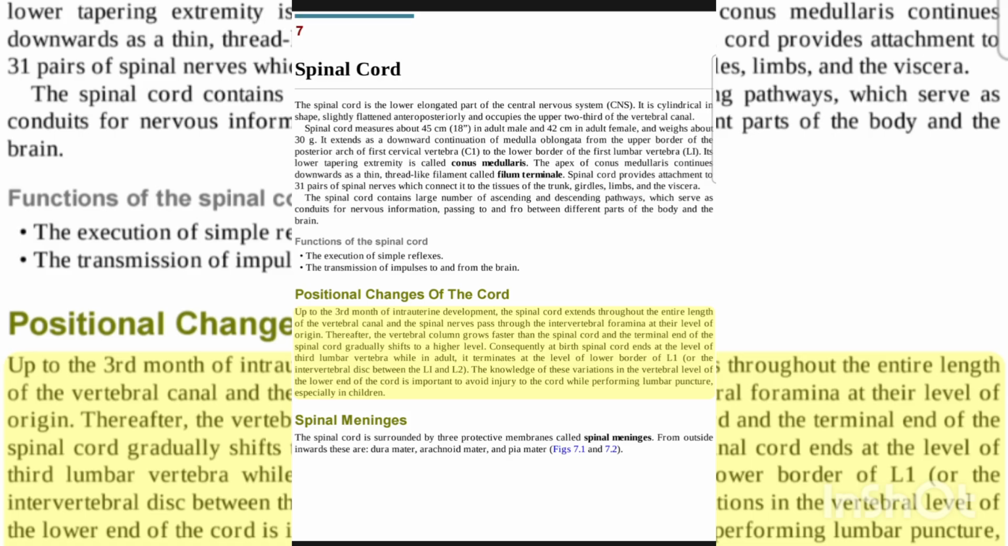The knowledge of these variations in the vertebral level of the lower end of the cord is important to avoid injury to the cord while performing lumbar puncture, especially in children. Spinal meninges. The spinal cord is surrounded by three protective membranes called spinal meninges. From outside inward, these are dura mater, arachnoid mater, and pia mater, Figs 7.1 and 7.2.